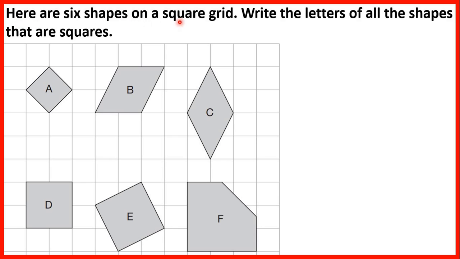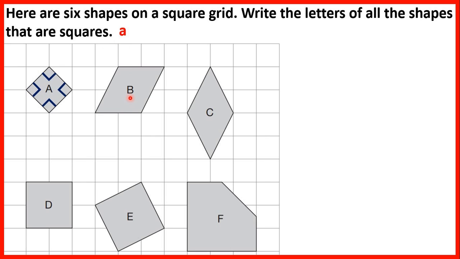Here are 6 shapes on a square grid. Write the letters of all the shapes that are squares. So we need to remember that with squares, all the sides are the same length and all of the angles are right angles. So for shape A, we can see that we have right angles in the corners and sides of the same length. So that means shape A is a square.